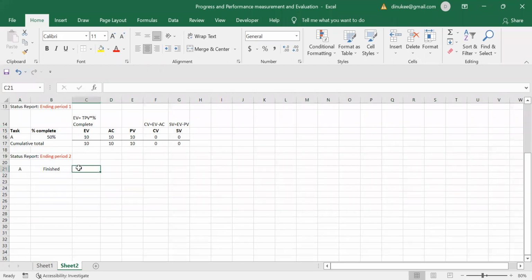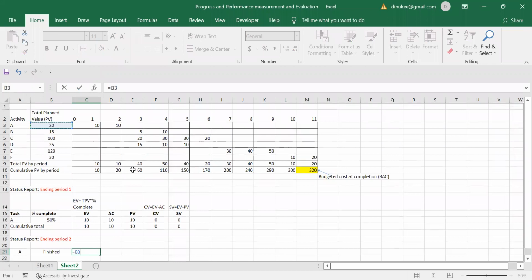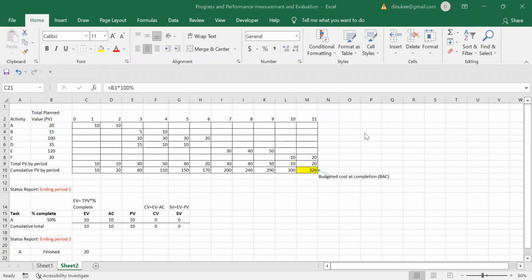What is the earned value for the status report ending period 2? You have to take the total planned value. For activity A, the total planned value is 20, right? The percentage completed for activity A is now finished, which means it is 100% completed, so it should be multiplied by 100%. That means the earned value is now 20. Right, very good. 20.